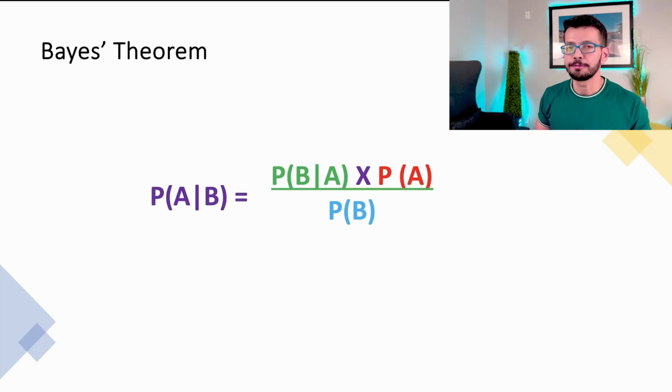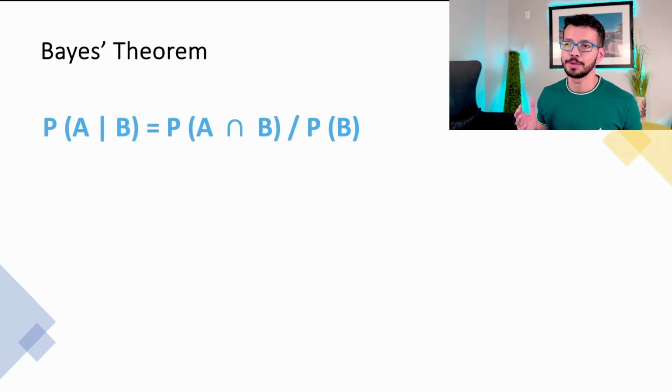As per Bayes' theorem, for the events A and B, probability of A given B is equal to probability of B given A multiplied by probability of A divided by probability of B. Quite a mouthful. So let's try to demystify it and break it down into smaller chunks. While learning the conditional probability, we saw that the formula for conditional probability is probability of A given B is equal to probability of A intersection B divided by probability of B.